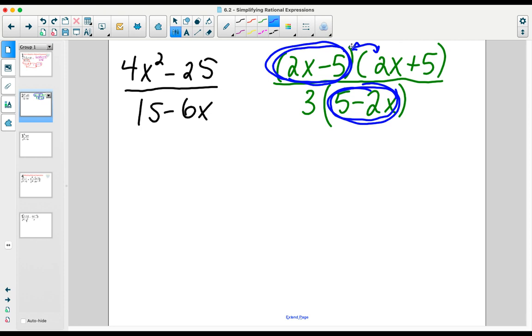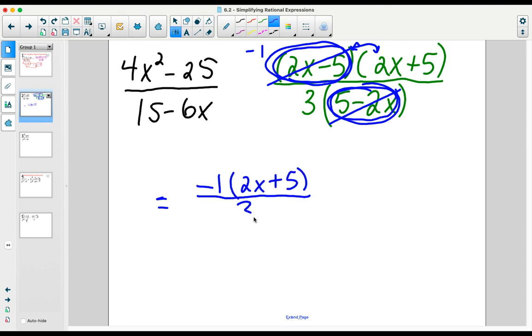And that's the exact same thing that's going to happen here. We're going to knock both of those out, and it's going to leave us with an extra factor of negative 1. Writing out all of our pieces that still remain, we have the extra factor of negative 1. We have the leftover factor of 2x plus 5, and the extra factor of 3 in the denominator.